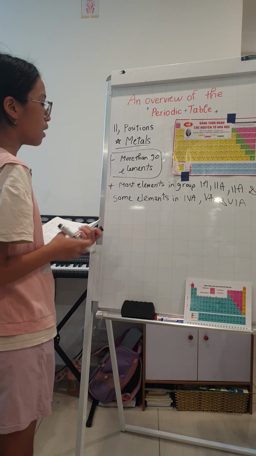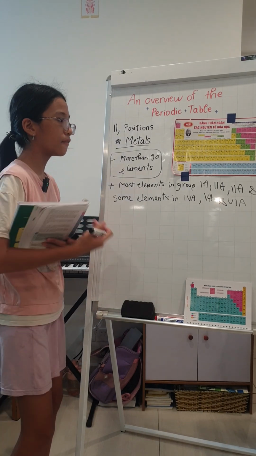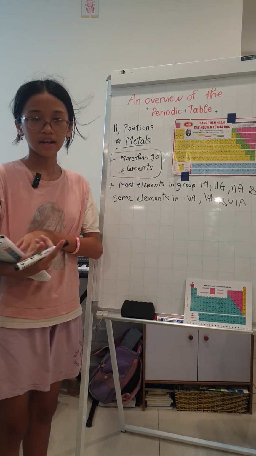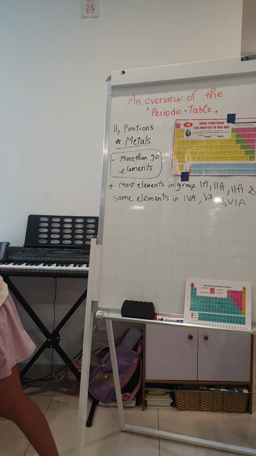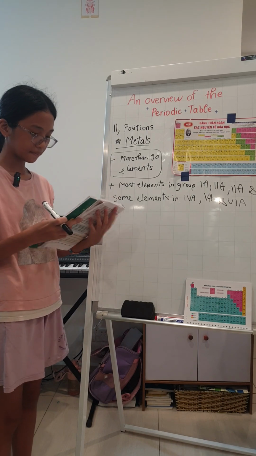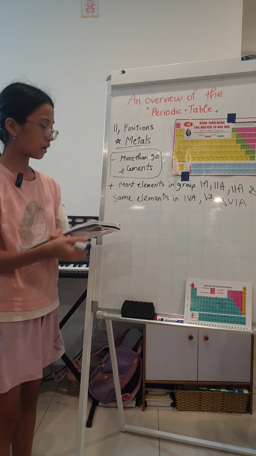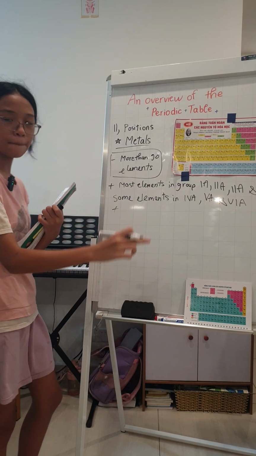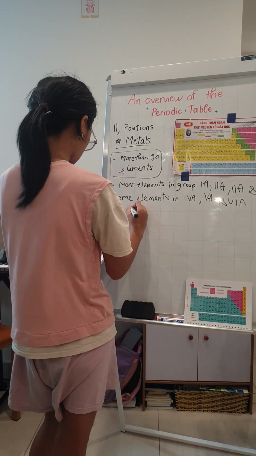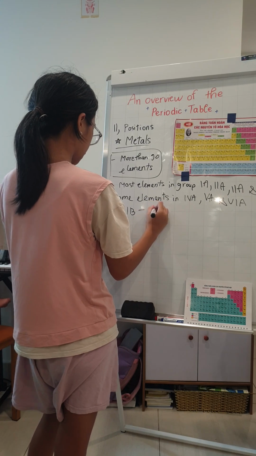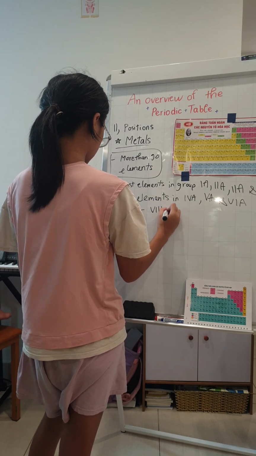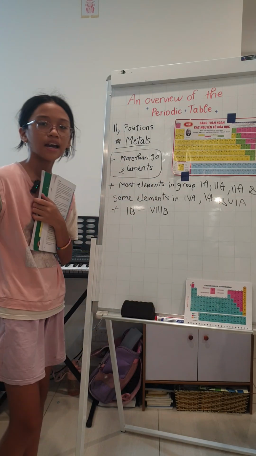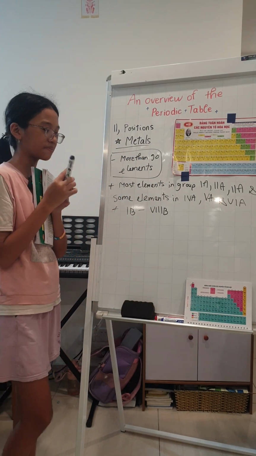And they have many applications in daily life. I'm going to give you some examples. Oh, I forgot. They also include some elements from group 1B to 8B, including the lanthanides and the actinides. Sorry about my pronunciation.